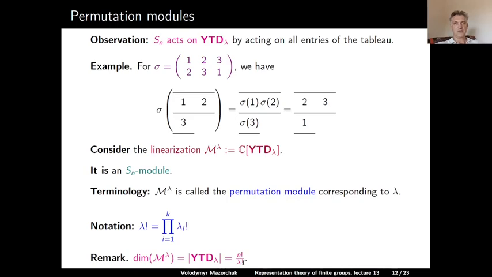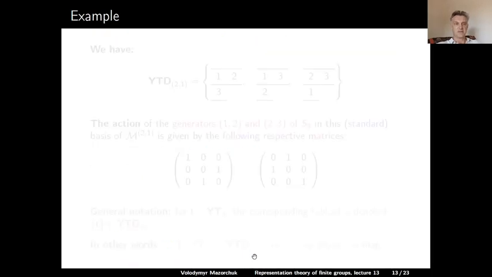This is because we have row equivalence classes. So we take n factorial Young tableaux, and then we can permute elements in the first row independently. This gives us lambda 1 factorial. We can permute the elements in the second row independently. This gives us lambda 2 factorial, and so on. Consequently, the number of Young tabloids of the shape lambda is equal to n factorial divided by lambda factorial. So here is an explicit example.